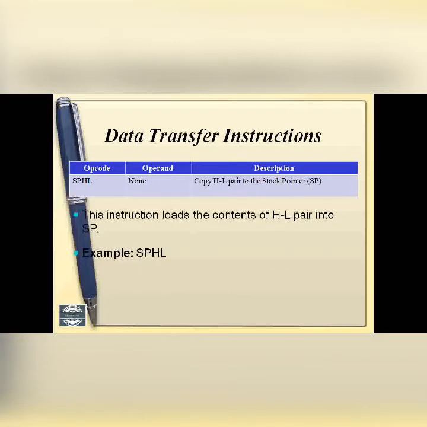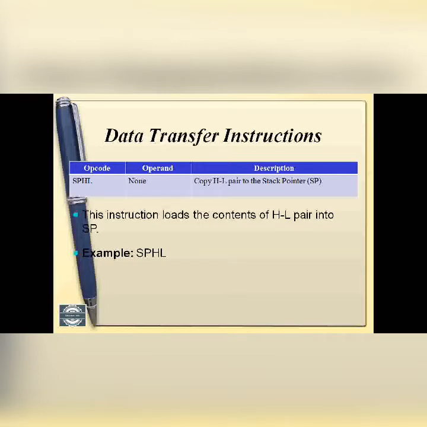Now next one, XCHG. Next one, SPHL. Here it copies the HL pair into the stack pointer SP. The example is given: SPHL.